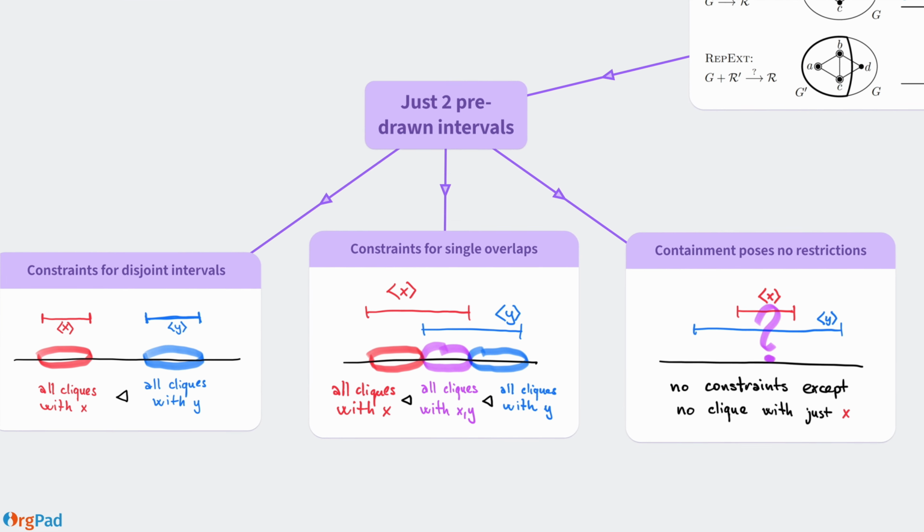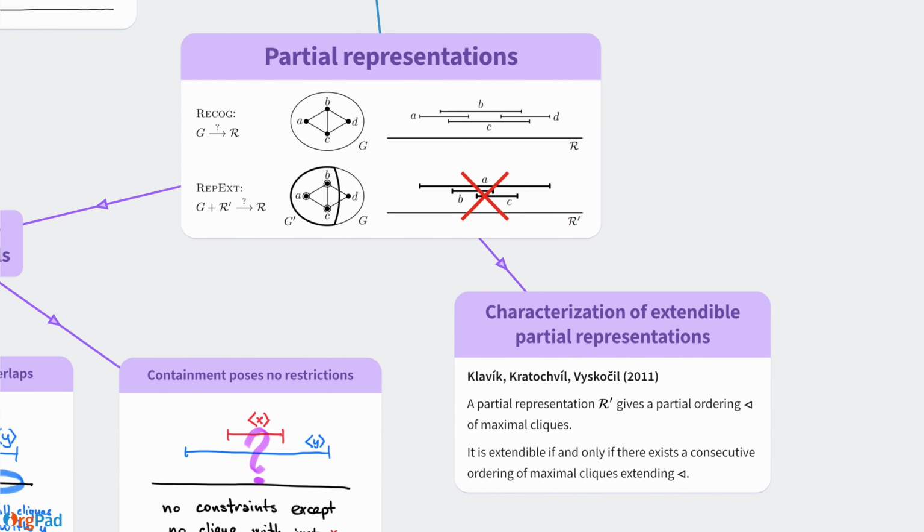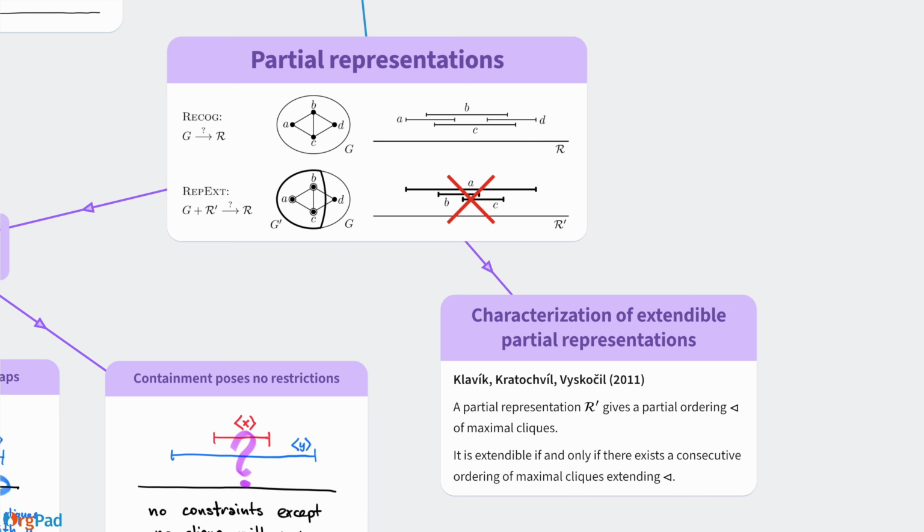And so we have these three situations for two predrawn intervals, and of course then we can generalize to more predrawn intervals. But always we get some partial ordering on maximal cliques. And so what I was able to show in 2010, 2011, is that these conditions are not only necessary, but they're also sufficient. A partial representation gives some partial ordering of maximal cliques, and it is extendable if and only if there exists a consecutive ordering which extends this partial ordering. So we have basically to check whether this partial ordering is compatible with the PQ-tree.